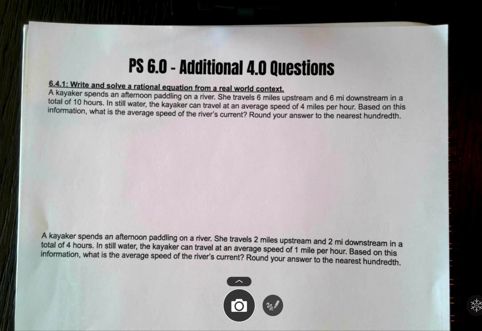So here we have a kayaker and they're spending an afternoon paddling on a river. She travels 6 miles upstream and 6 miles downstream in a total of 10 hours. In still water, the kayaker can travel at an average speed of 4 miles per hour. So based on this information, what is the average speed of the river's current? And we want to round our answer to the nearest hundredth.